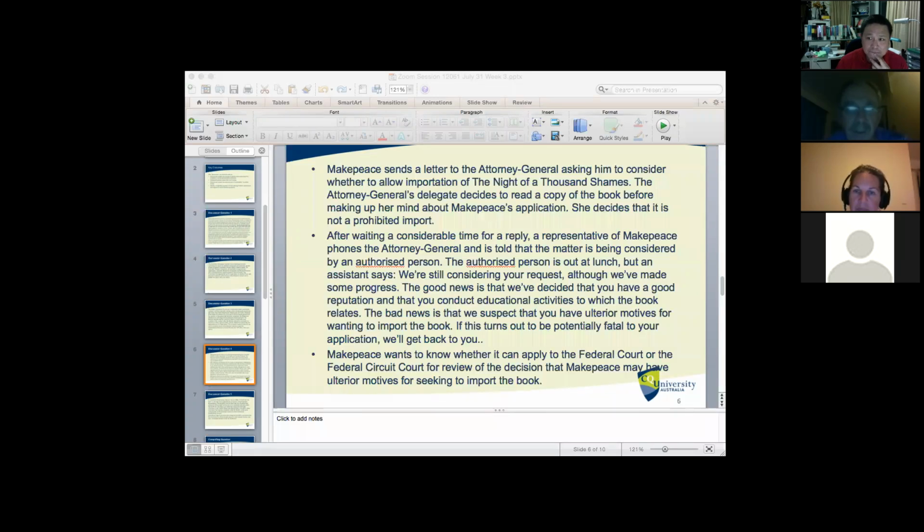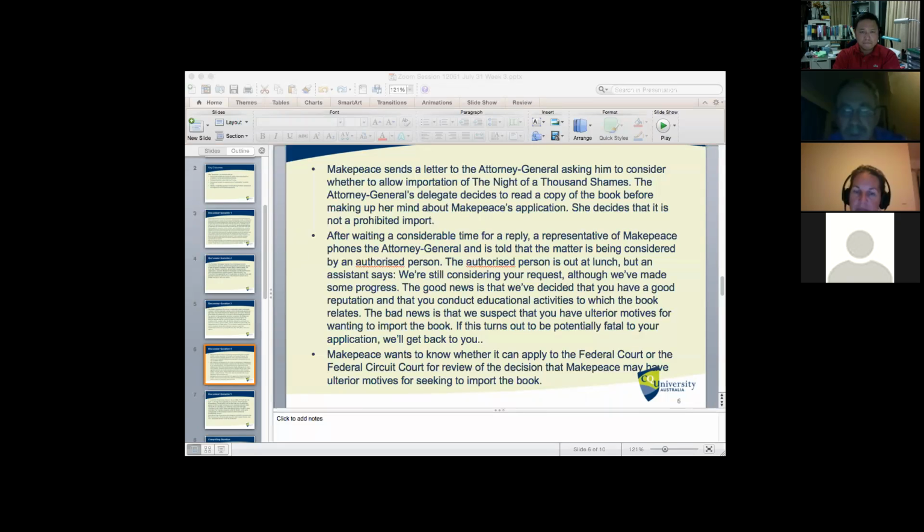It's being considered by an authorised person. The authorised person is out at lunch, but an assistant says, "We're still considering your request, although we've made some progress. The good news is that we've decided that you have a good reputation and that you conduct educational activities to which the book relates."